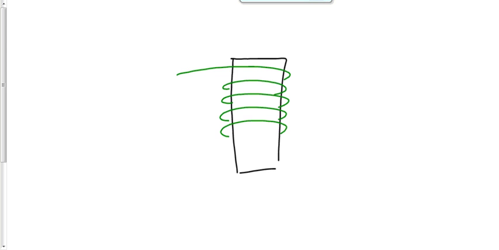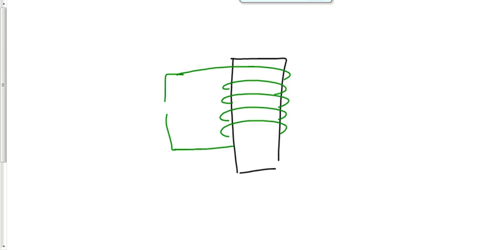Here we got another piece of steel that's not magnetized. We got a solenoid that wraps around it. We got a battery over here. I don't know what that battery looks like. It's there, I just don't have it drawn.